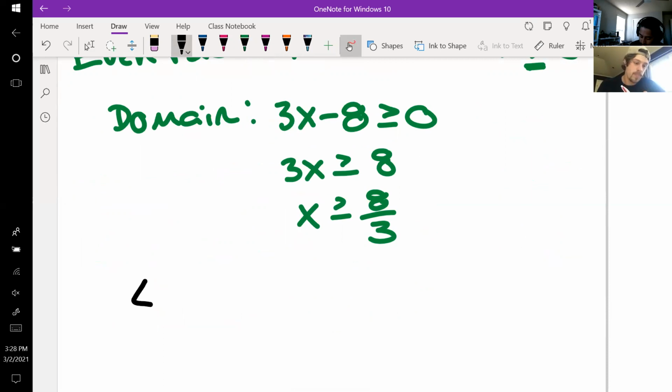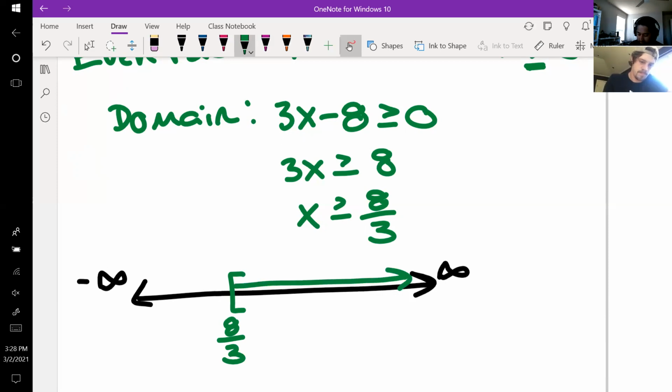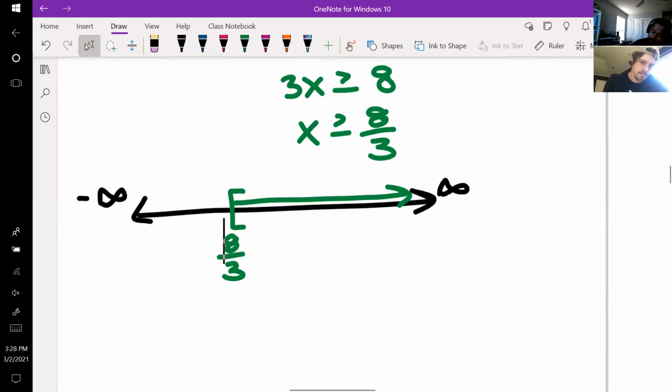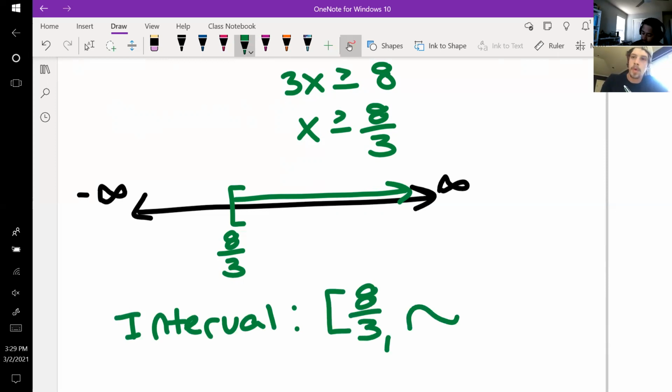So once again, I'll just draw a number line. Here's negative infinity. Here's infinity. And remember that greater than or equal to will get a bracket. Here's 8/3. And if I have to be greater than 8/3, am I heading towards infinity or towards negative infinity? Infinity. So this means that for my interval notation, we will start at bracket 8/3 and head towards infinity. There it is.